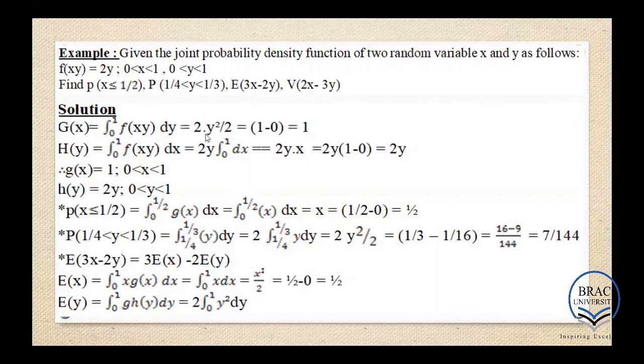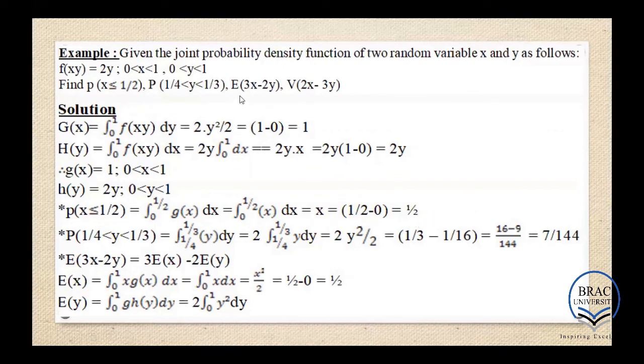Similarly, integrating 2y gives y squared, right? And similarly h of y is 2y. So this is the marginal density function. Now from here we can calculate the probability that x is less than or equal to half. See the calculation. Finally we have the value as half.